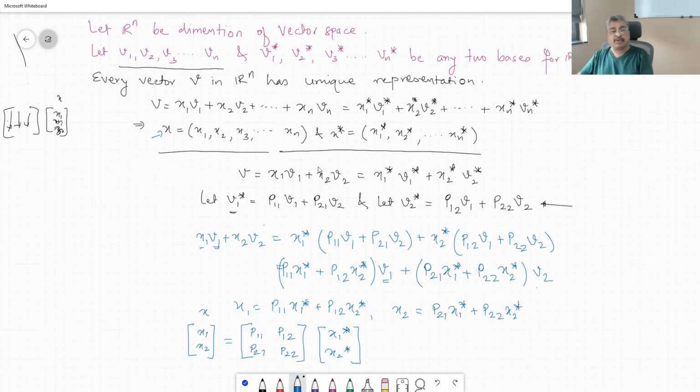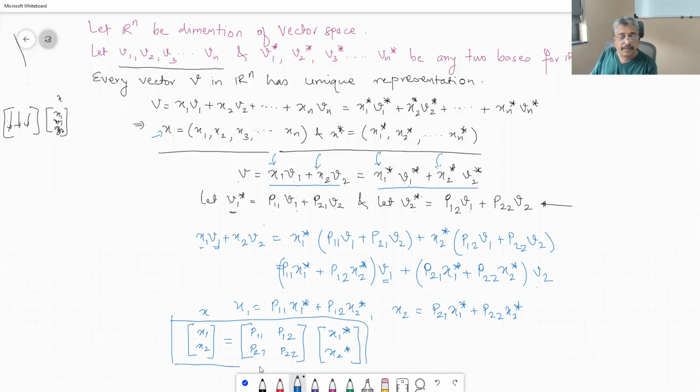Understand this. We have taken one base system and found out the corresponding coefficients with which these vectors are to be added to create V. We have taken another base system and found out the coefficients with which we should add the new vectors V1 star and V2 star, and then we found out the relationship between V1 star and V1 and V2, V2 star and V1 and V2. We wrote down those coefficients P11, P12, P21 and P22 correspondingly, and we got this equation. Instead of writing it as a matrix equation, what we can write in short is, this was our x, which is P times x star.